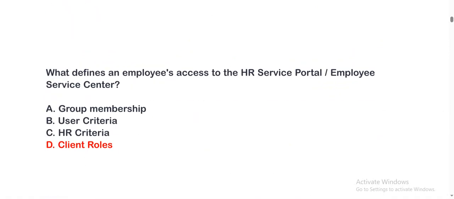Now move to next question. What defines an employee's access to the HR Service Portal Employee Service Center? And the options are option A, group membership, option B, user criteria, option C, HR criteria, and option D, client roles. And the correct option is option D.